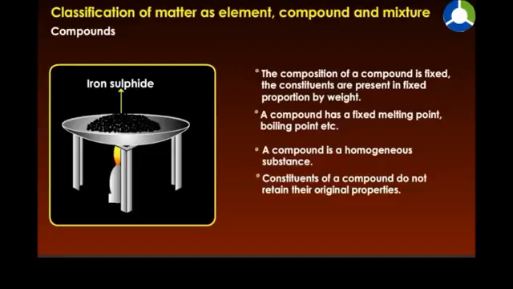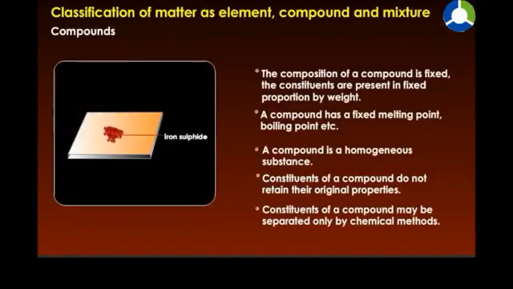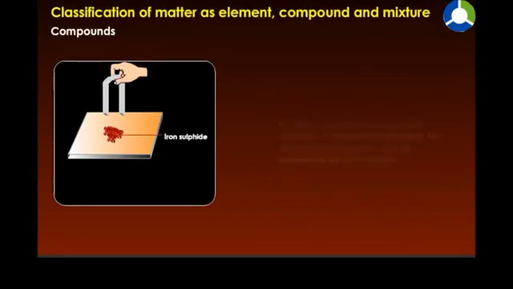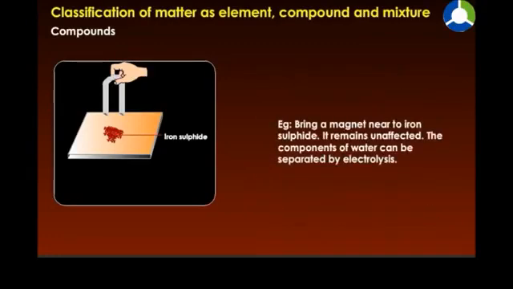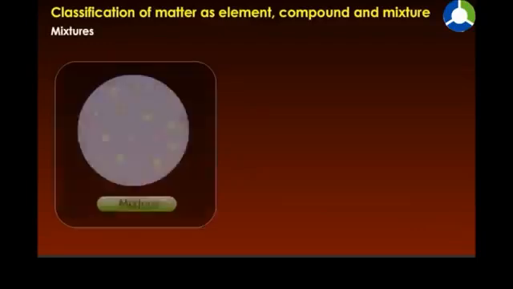Constituents of a compound do not retain their original properties. Constituents of a compound may be separated only by chemical methods. Example: bring a magnet near to iron sulfide. It remains unaffected. The components of water can be separated by electrolysis.